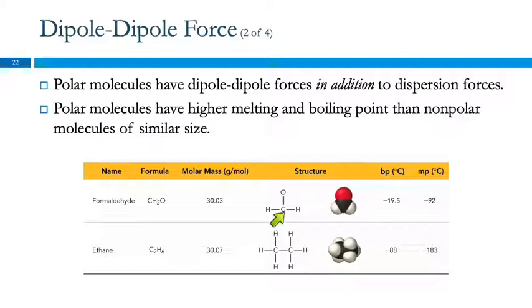In this molecule, here's carbon with 3 things bonded to it. There's no lone pairs on the carbon, but oxygen is different than hydrogen. This is a polar molecule. It's not symmetrical. So the oxygen end is going to be negative, and this carbon-hydrogen end is going to be positive. There's always this partial positive-negative charge. So we see the difference reflected in the boiling points and the melting points. Formaldehyde boils at minus 19 degrees Celsius, whereas ethane boils at minus 88.